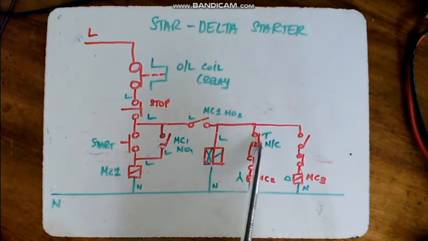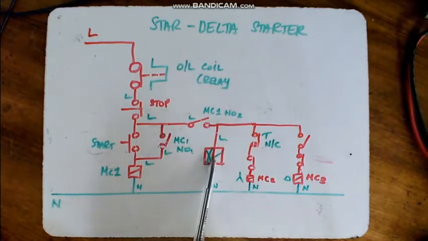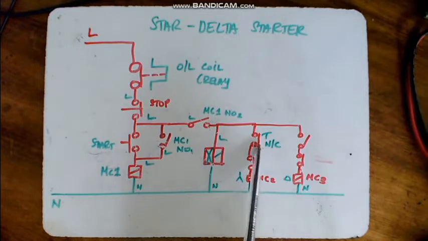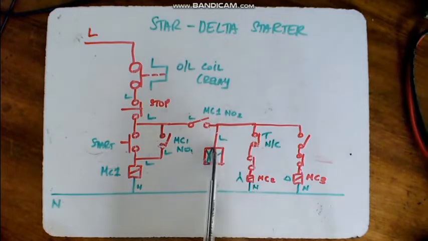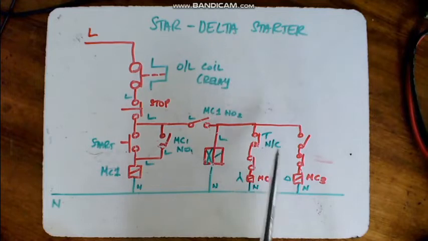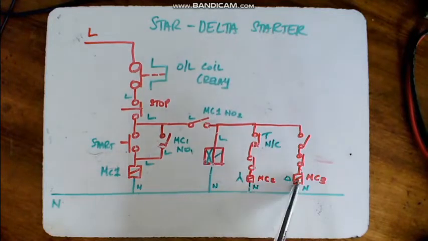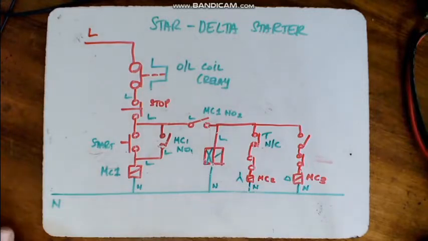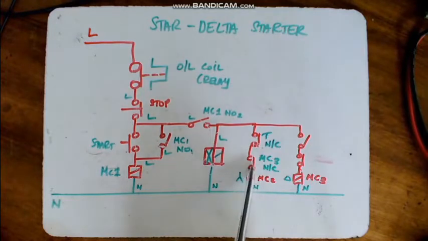This is already in a closed position. This switch works with the timer. After a predetermined amount of time, this switch called T is going to open. So when the timer kicks in, after that time, this switch is going to open, resulting in this contactor being de-energized. But this one must now be energized. So let's look at those switches.